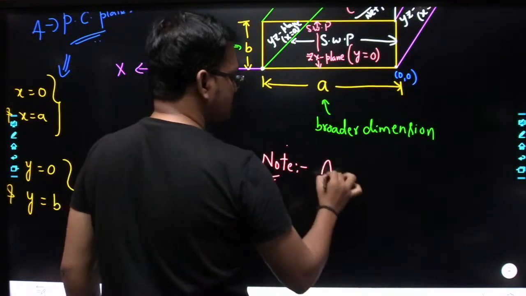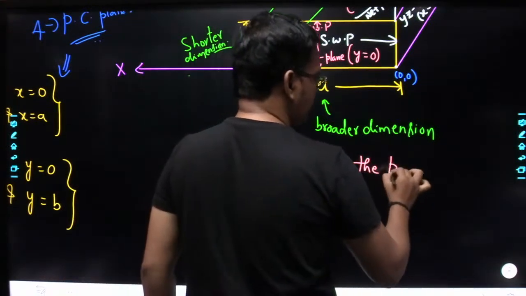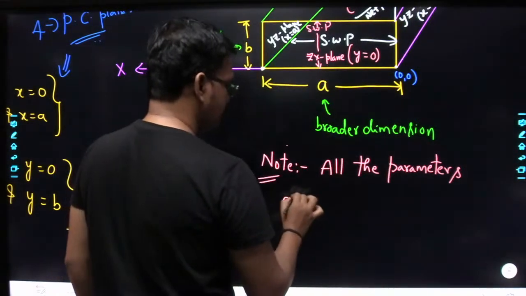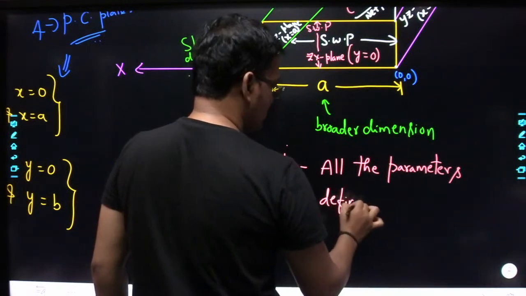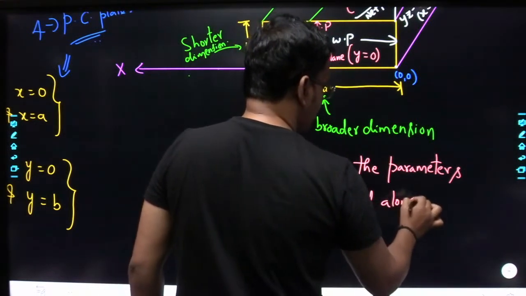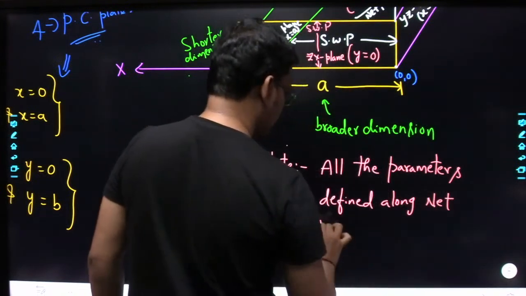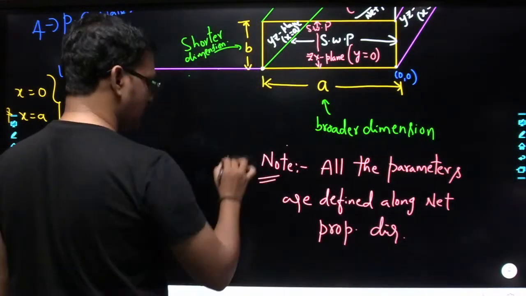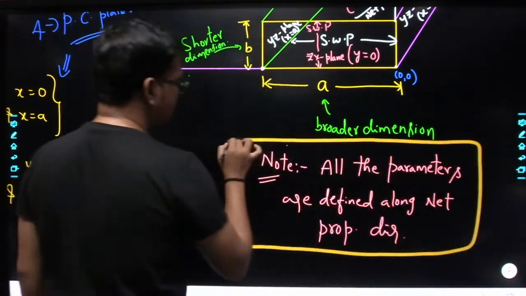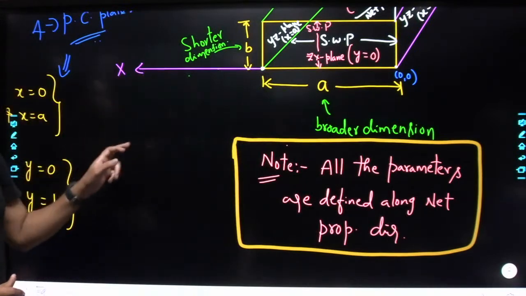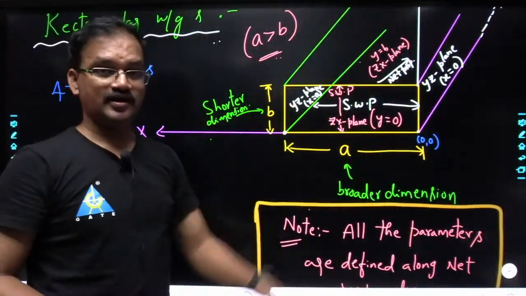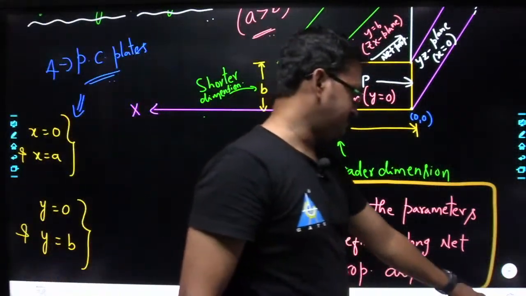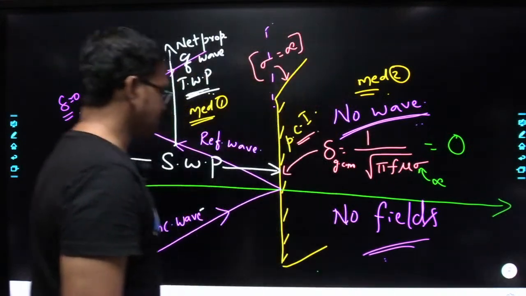All the parameters are defined along the net propagation direction. Almost all the parameters are defined along the net propagation direction, that is along the Z direction here, right? Okay. So now see here. Next, see here.